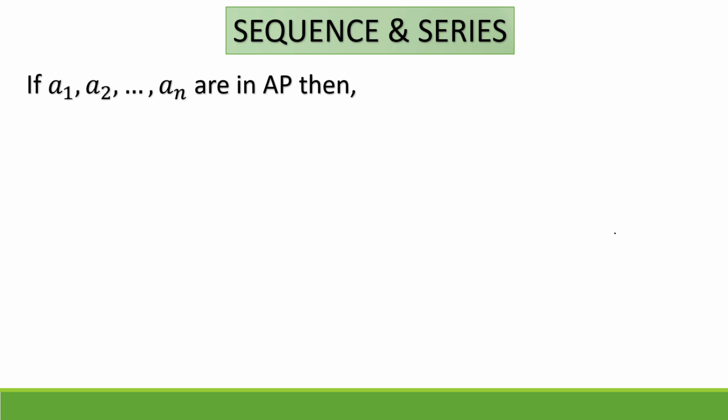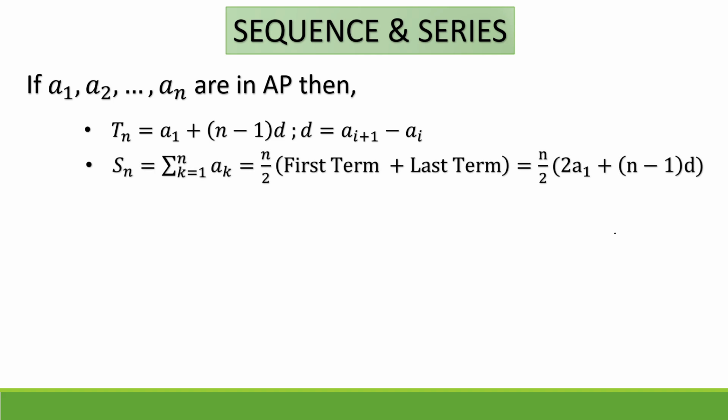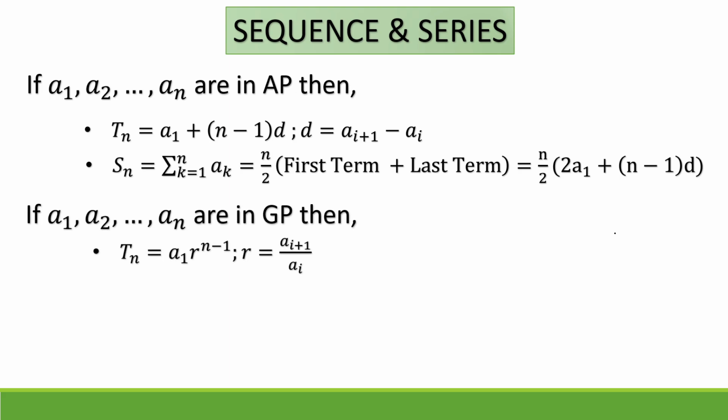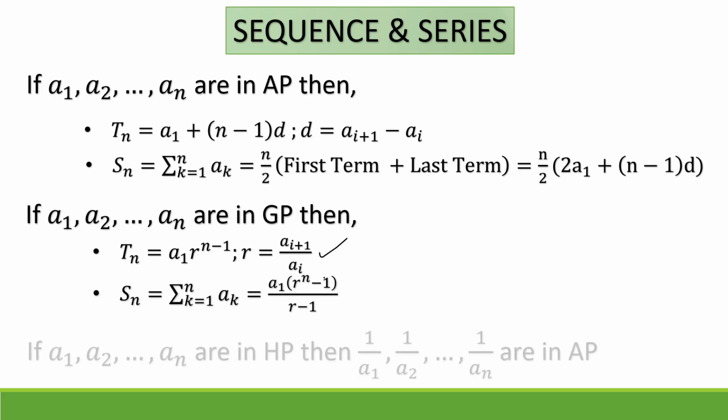Let's go to sequence and series and learn a few basic things. If A1, A2, ..., AN are in AP, then the general term is given by this. And the sum of the n terms of the AP is simply given by this formula. And if they are in GP, then well, we have these two formulas. The terms are increasing by a constant multiple R, where R is simply the ratio between every successive term, and the sum of n terms is A1 into (R to the power n minus 1) by (R minus 1). And finally, if A1, A2, ..., AN are in HP, then 1 by A1, 1 by A2, all the way up to 1 by AN are in AP.